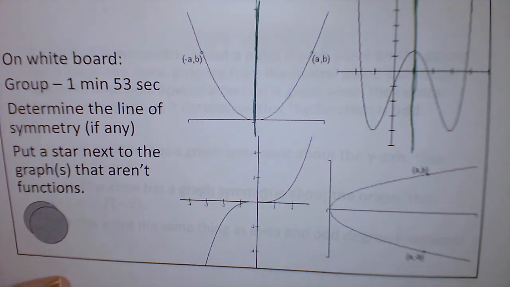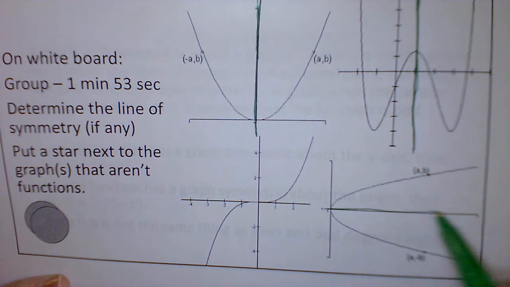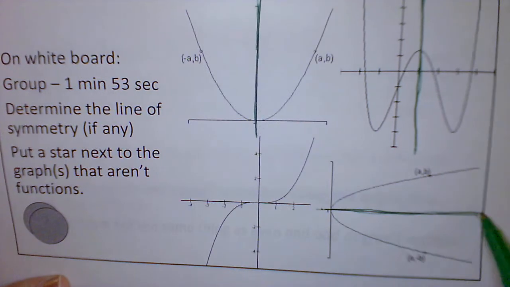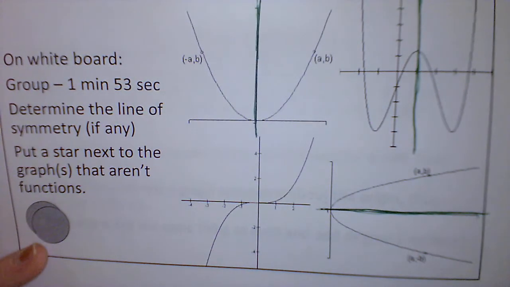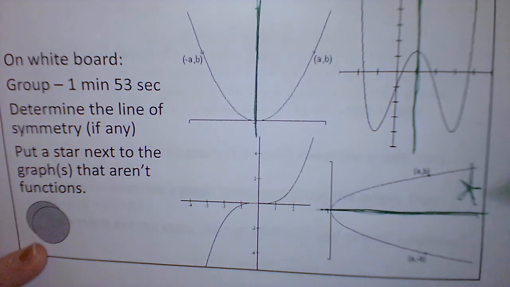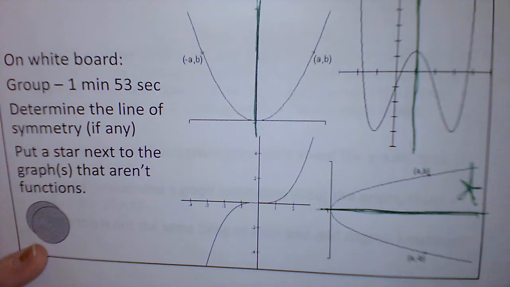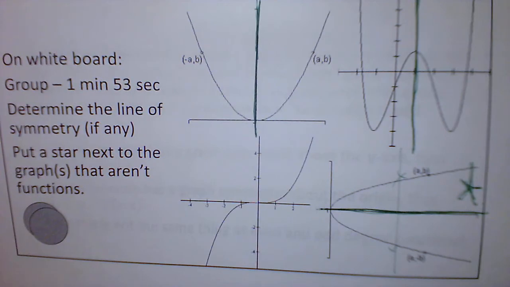This last one, our line of symmetry is what appears to be the x-axis. And we should put a star next to that one because this one is not a function. It does not pass our vertical line test. Okay.